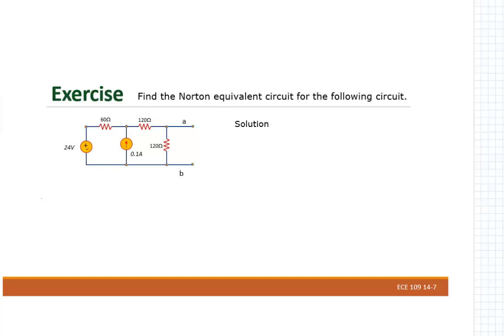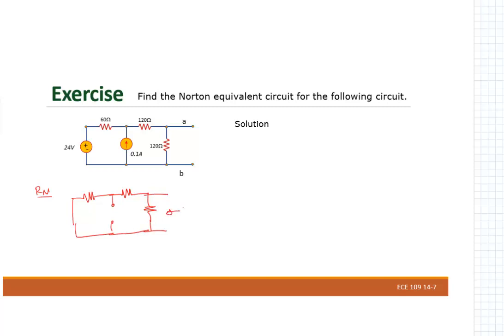Let's find the first Rn. Okay, we're gonna turn off all the sources. So this will be short right there. This will be here resistor. This will be open right there. And this will be resistor value right there. This will be another resistor right there.